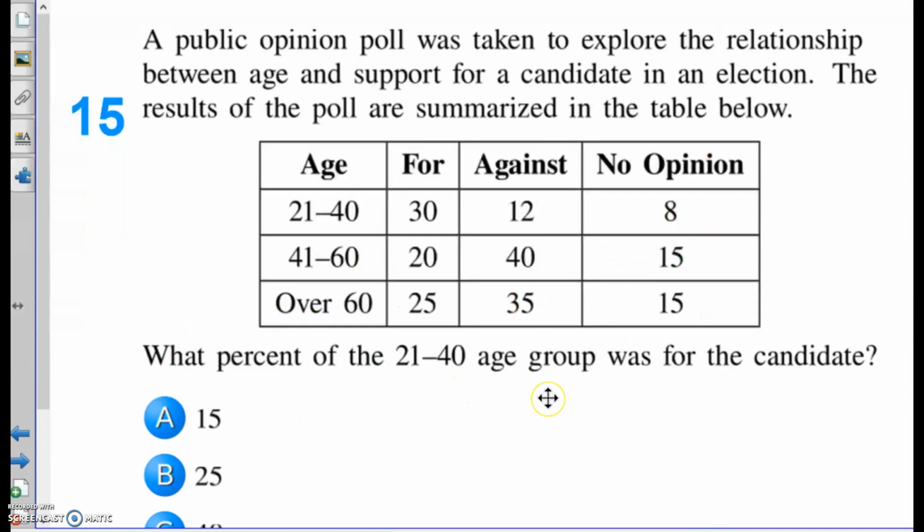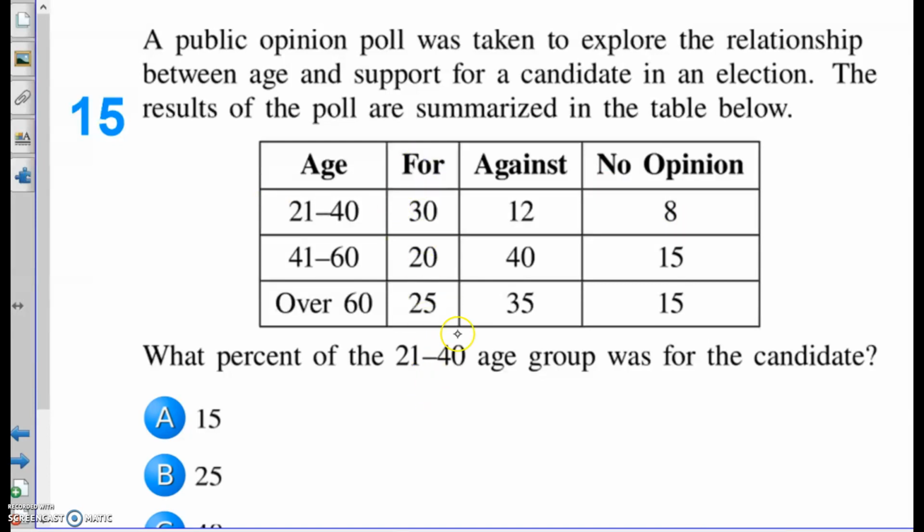Number 15. Public opinion was taken to explore the relationship between age and support for a candidate in an election. The results of the poll are summarized in the table below. So what we call a two-way table, because we have kind of two variables here, age and then, in this case, opinion. What they don't do here is give you totals, right?